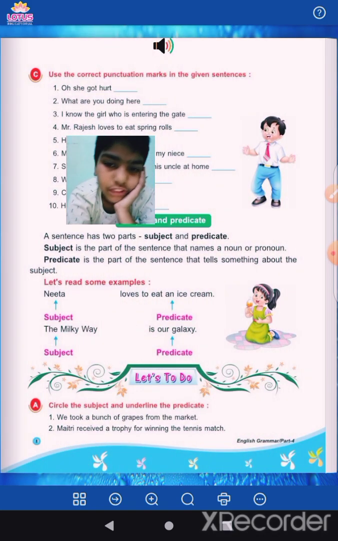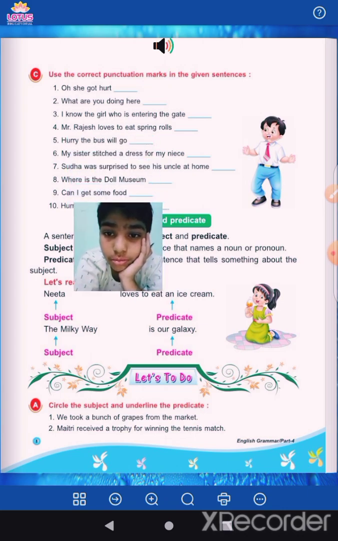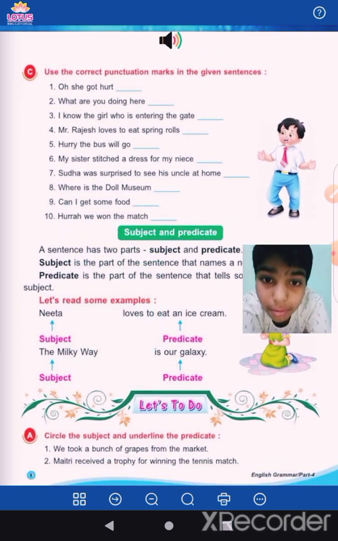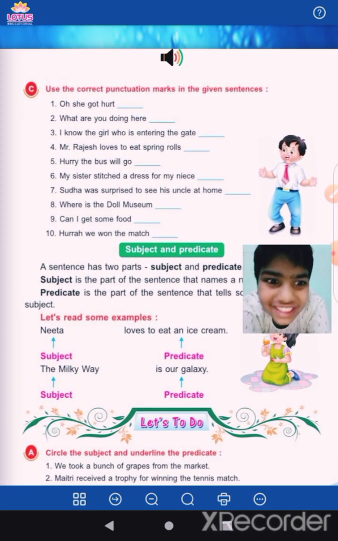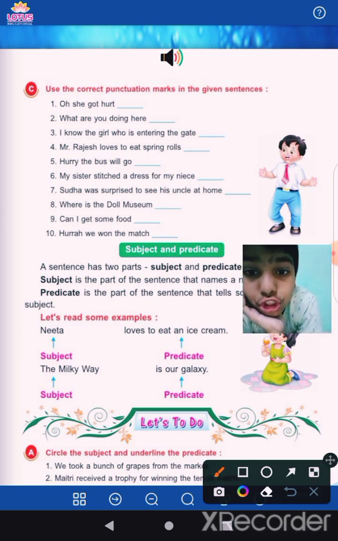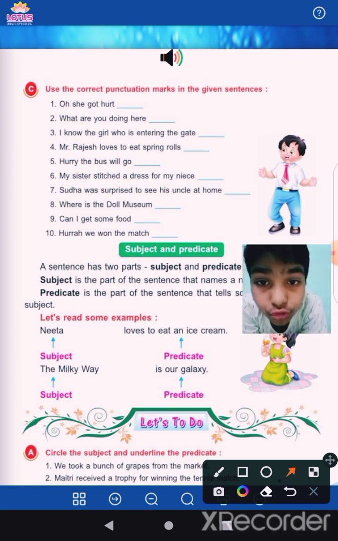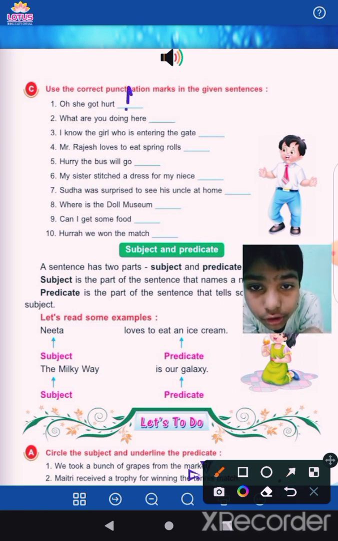Do the other ones yourself. Use the correct punctuation mark. Okay, we will use it. So see, "She got hurt" will be, "Oh, she got hurt!" Don't read it like a sentence. Read it like if your friend has gotten hurt, you say, "Oh, she has got hurt." Your voice changes from the particular one. So there we will add an interjection mark. So here we will write like this, a punctuation mark.